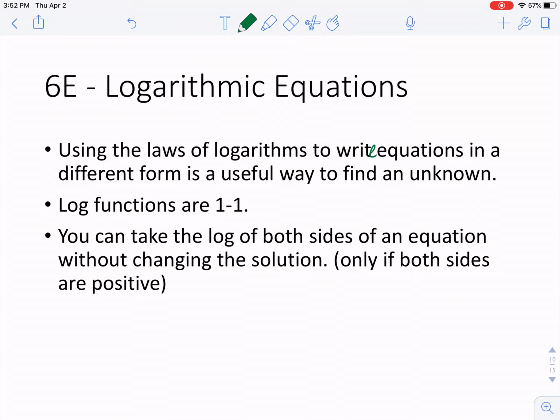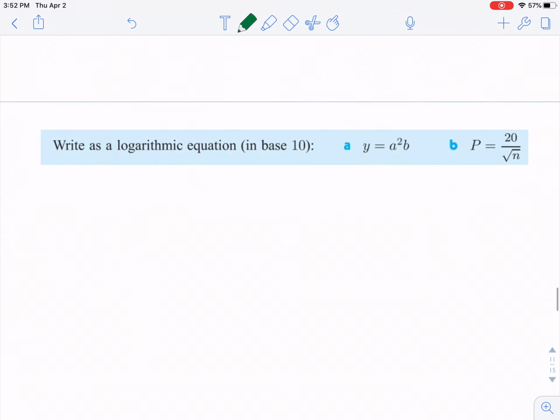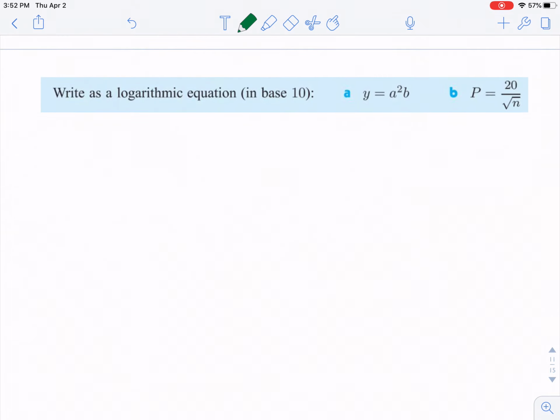Okay, so the domain of a log function is that x is greater than 0, so therefore you can only take the log of positive things. So what does that look like? Well, take a look at letter A.